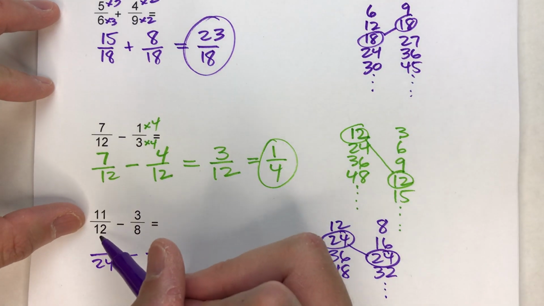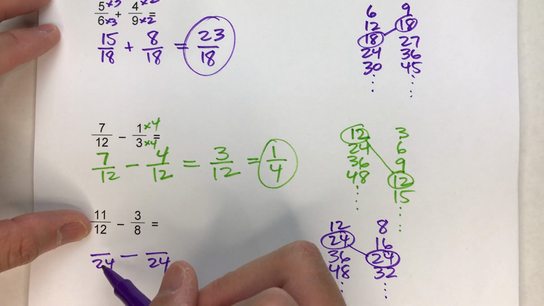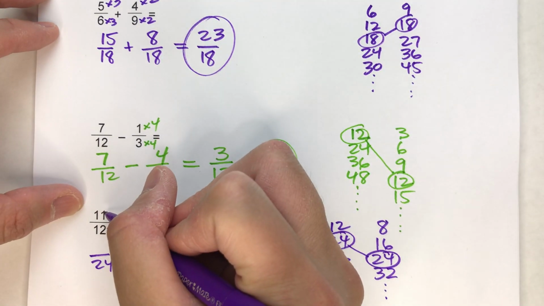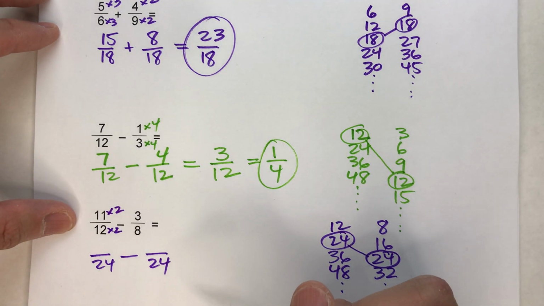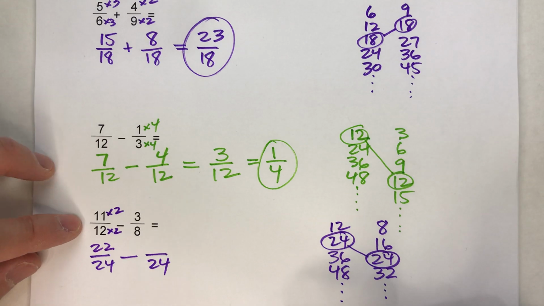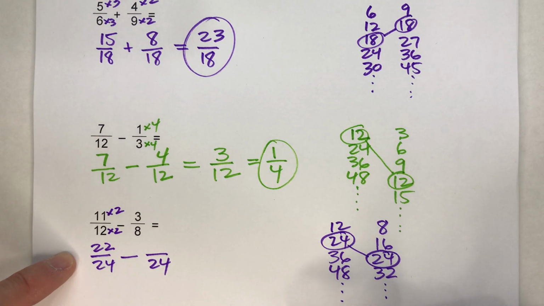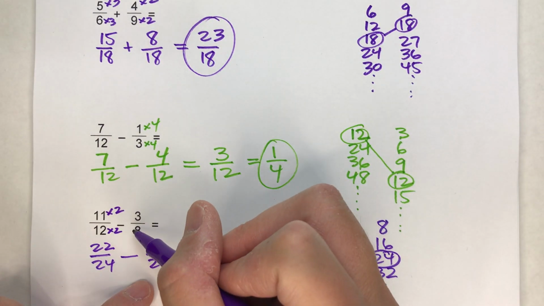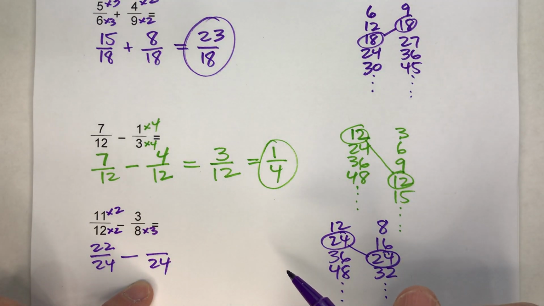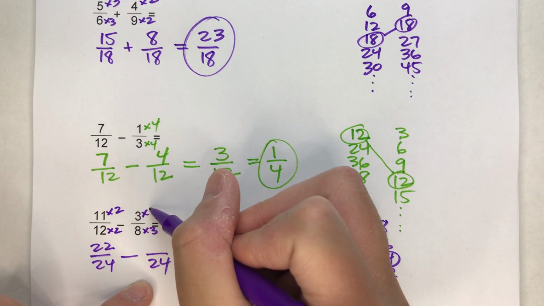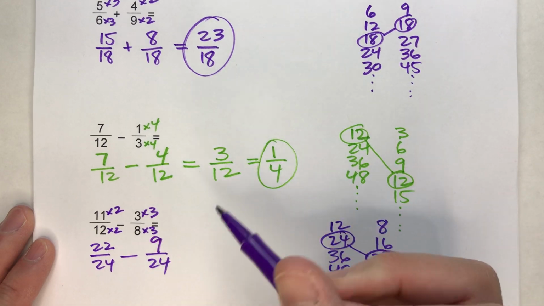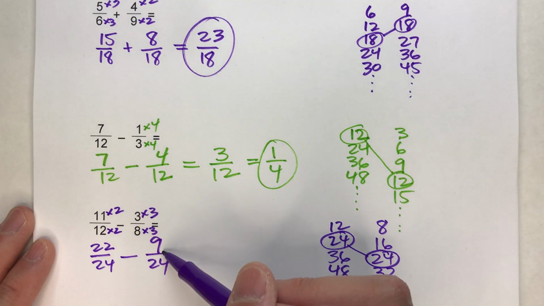All right, let's do it. I know 12 times what gets me 24? 12 times 2 gets me 24. So I'm also going to have to multiply the top by 2. 11 times 2 is 22. So 11/12 is equal to 22/24. Now, for the 3/8, 8 times what gets me 24? 8 times 3 gets me 24. And so I'm going to have to multiply the top of this fraction by 3 also. 3 times 3 is 9. So 3/8 is equal to 9/24.